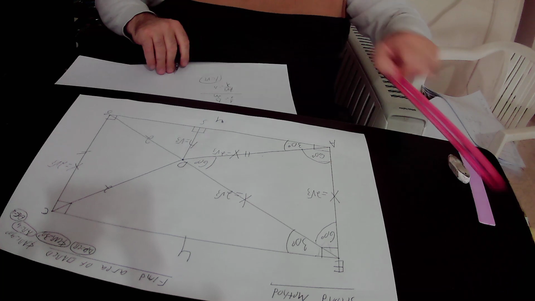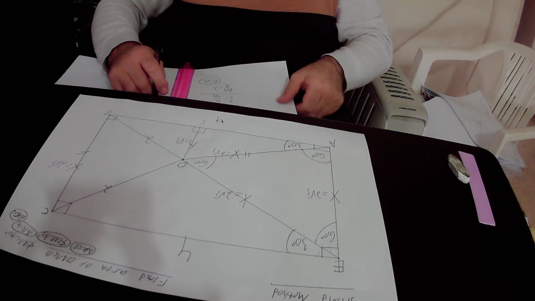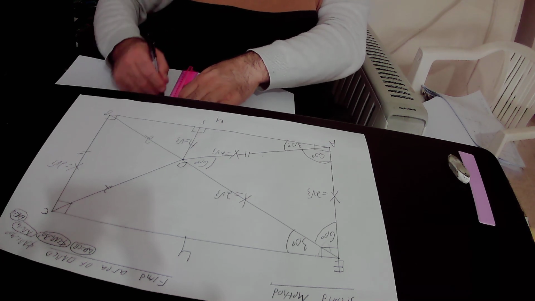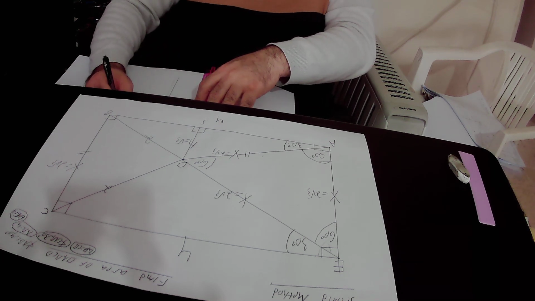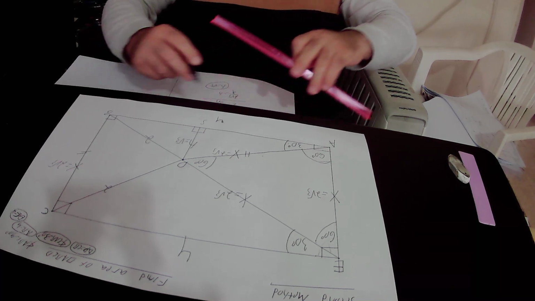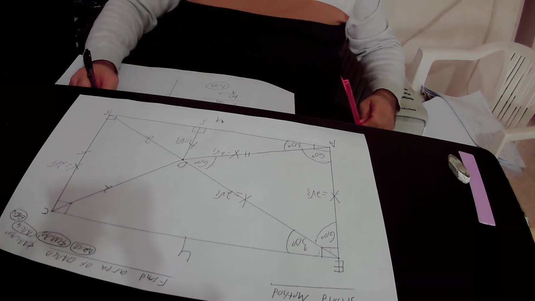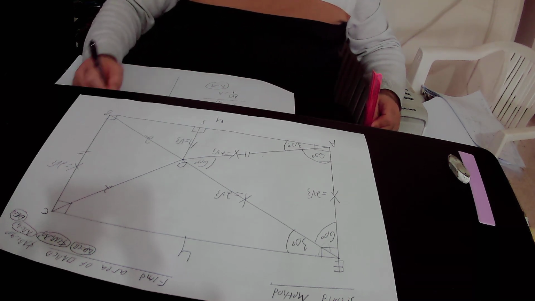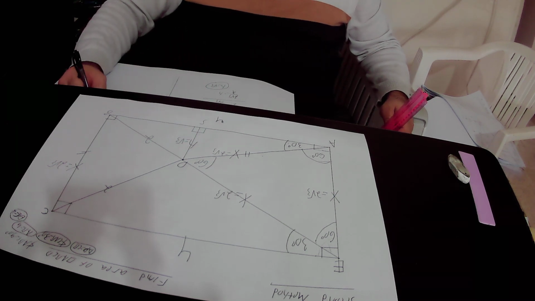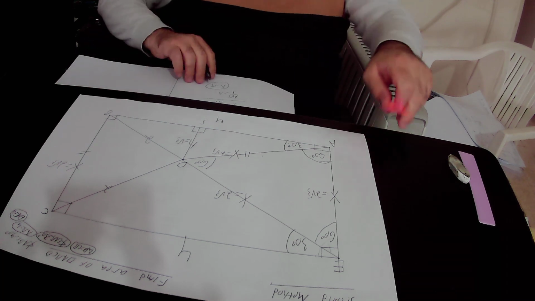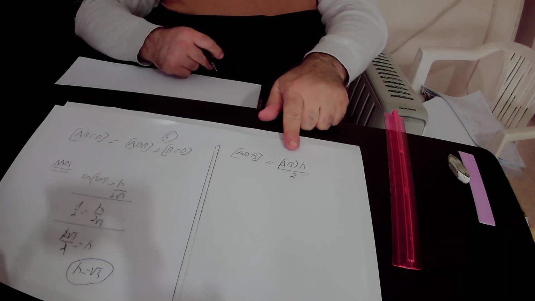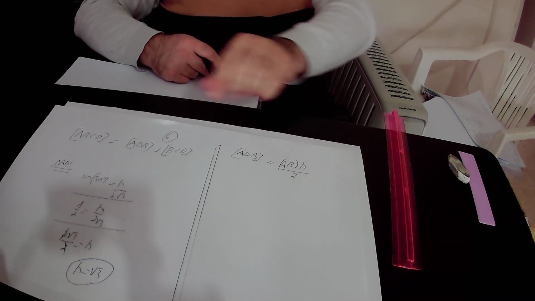Now it is very easy to find out the area of triangle ADB. So the area of triangle ADB will be equal to the base of the triangle, that is actually AB, times the height to the base, that is actually H, over 2. Okay, the area of triangle ADB equals the base of the triangle AB times the height to the base H over 2.